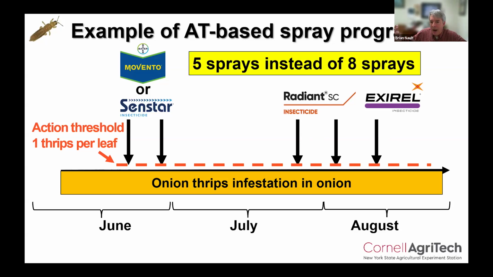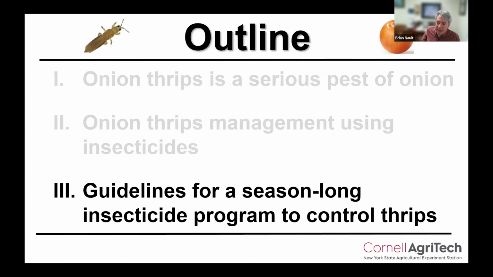So in this case, combining the sequence with thresholds, instead of spraying 8 times, you can get by with 5 times and still keep that population well below the economic entry level for the season. Okay, now I'm going to finish up by talking about some guidelines.